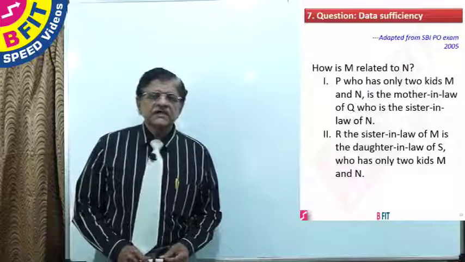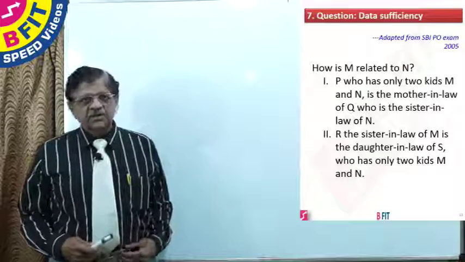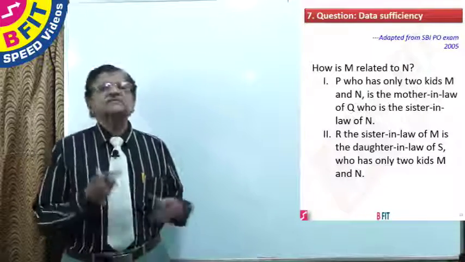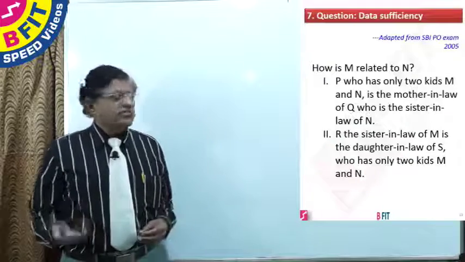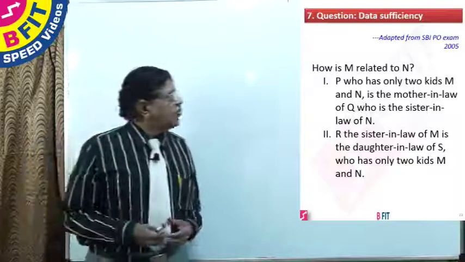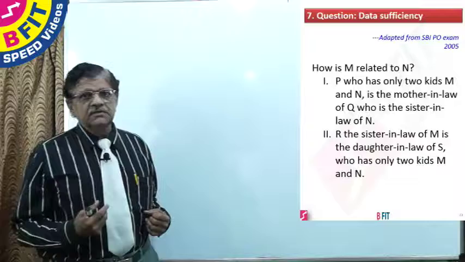The next question is a very interesting question from blood relations. It's a data sufficiency question related to blood relations. Now what is the question? How is M related to N?